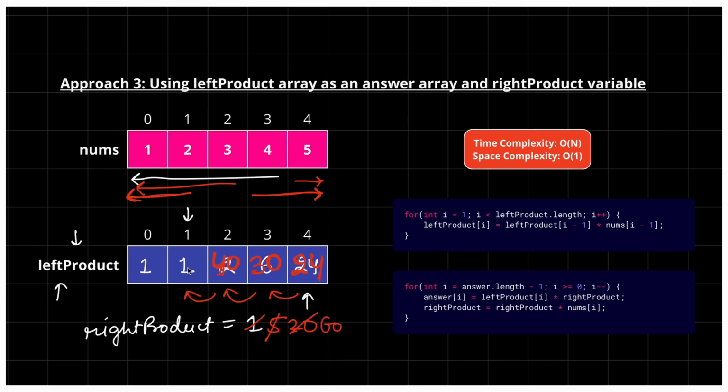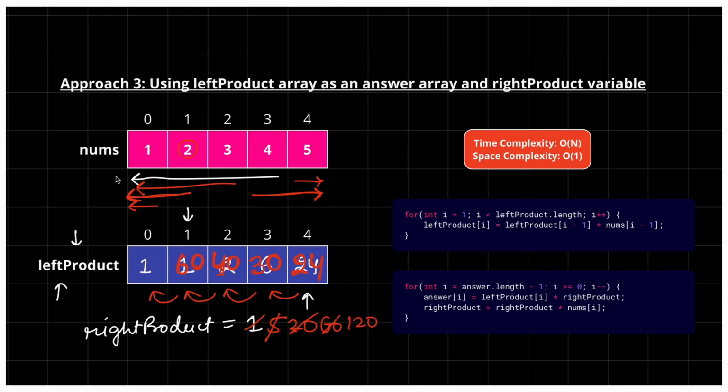And now what I'll do, I'll simply say, okay, the left product value is basically stored over here. So I'll simply take this value 1 into 60 and I will store it over here. So 60 will be stored over here. And before moving to the left, I will make sure that I multiply this 2 with this value, which will make it 120. Great.